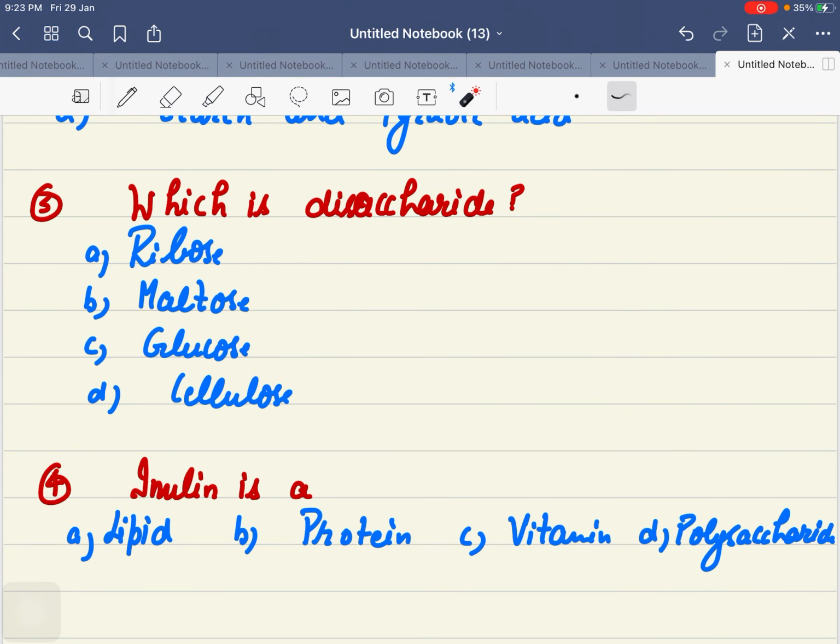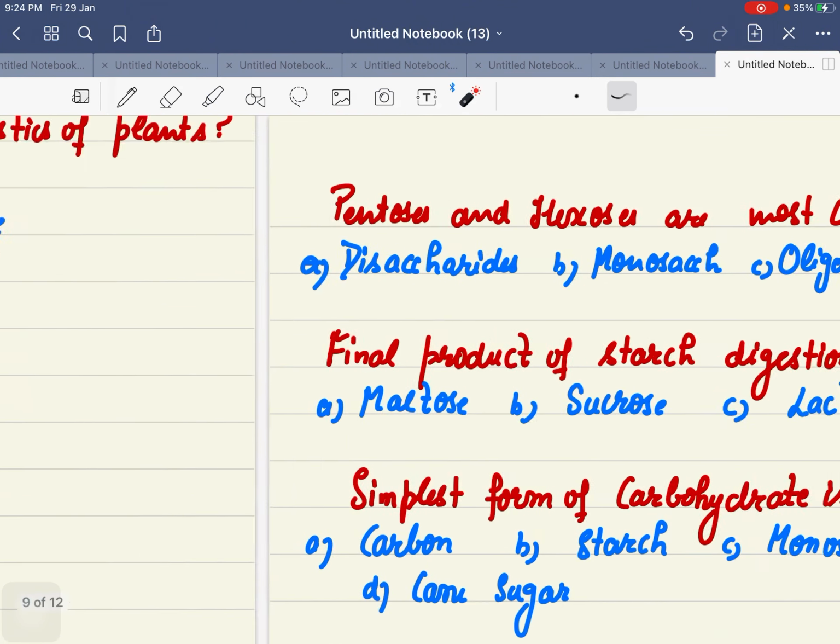Maltose. The answer should be known to you. What is maltose made up of? Glucose plus glucose, right? Sucrose is made up of glucose plus fructose. Inulin: is it a lipid, a vitamin, a protein, or a polysaccharide? Inulin is a polysaccharide. The correct answer will be D.